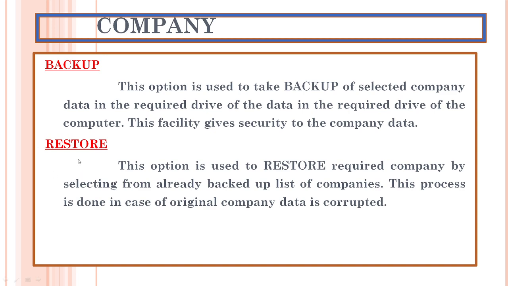Next will be the backup and restore option. Backup means that when you press backup, the company information can be stored in a different folder. That will be in the data folder. If you want to change it, you can change it to a different folder and keep the company information there. That will be stored in an encrypted format. No one can access that. It will be secured and encrypted.